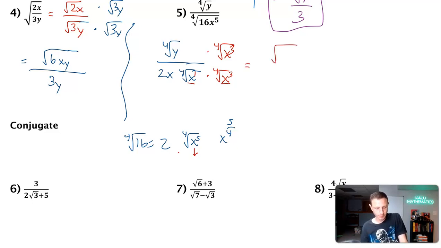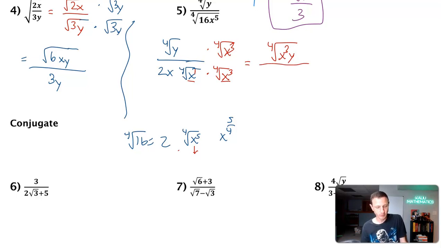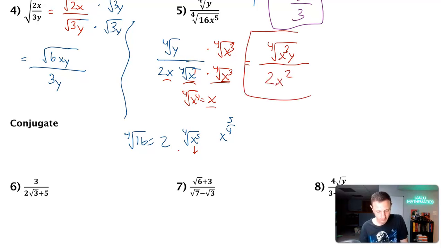So let's do the fourth root of x to the third times y, because they're both underneath the same radical of fourth root. So x to the third times y. Then on the bottom, fourth root of x to the first times the fourth root of x to the third, that becomes the fourth root of x to the fourth, which is just x. So then I have x times x, which is x squared, so 2x squared. I'm going to erase this stuff right here.